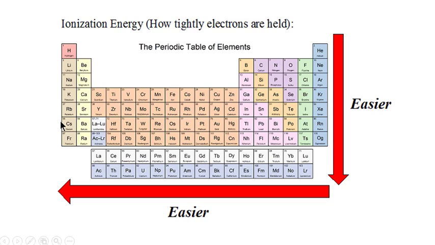Second, as we look at the trend within the period, the row from left to right, that ionization energy again decreases as we move from right to left. It gets easier to remove electrons from atoms which are further to the left of the period. And the reasons for this are both tied to the size of the atom.